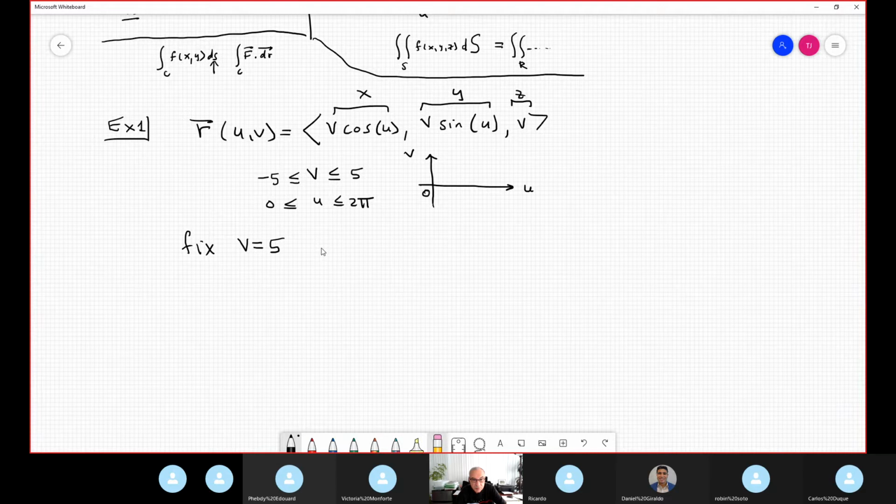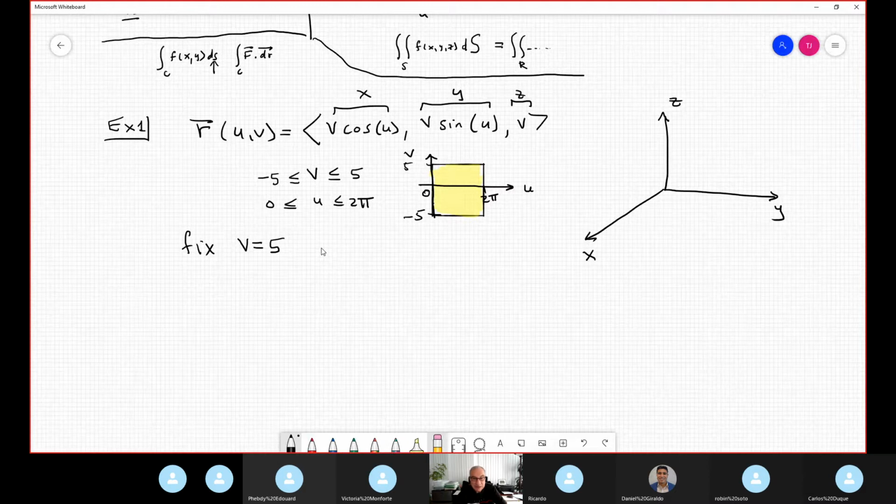So in the UV plane, I see the thing like that. This is 0 to pi, and from negative 5 to positive 5. Okay, it looks rectangular, like that. I said the domain, the domain in the UV plane. Okay, let me try to understand this in XYZ space, 3D.